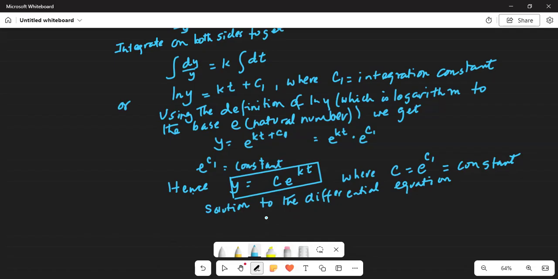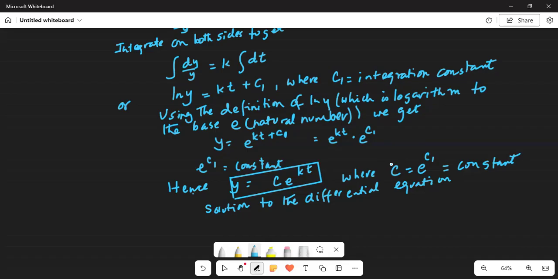Let me give you some tip on what we did. We basically separated the variables. We kept y on one side of the equation and dt on the other side of the equation. Then we integrated, and we used also the definition of the natural logarithm ln. Natural logarithm is nothing but logarithm to the base e. Hence, y becomes e to the power of kt multiplied by e to the power of c1, which by itself is a constant. Hence, y is equal to c, which is the constant, multiplied by e to the power of kt. e is a natural number.